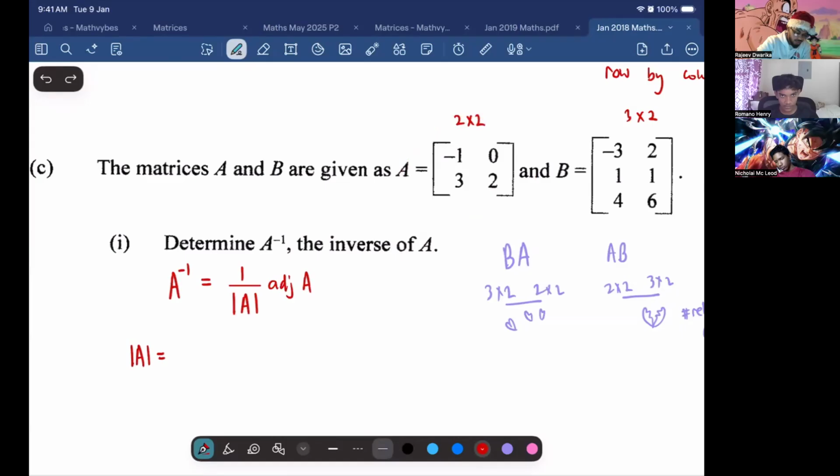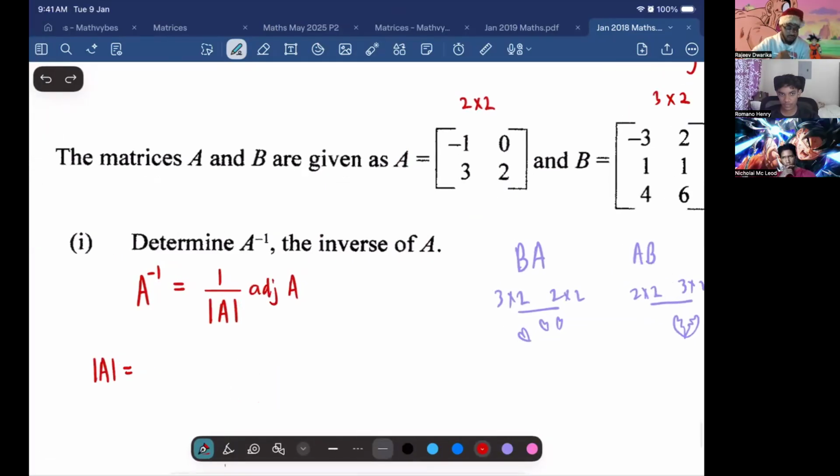Negative 1 by 2 minus 0 by 3. 3 by 0. Minus 0 by 3, right. So the Apple Pencil's starting to have trouble again. Anyways, let me continue, right?